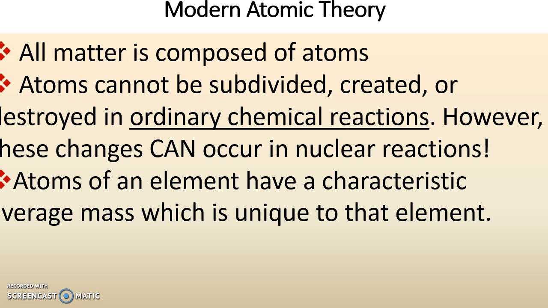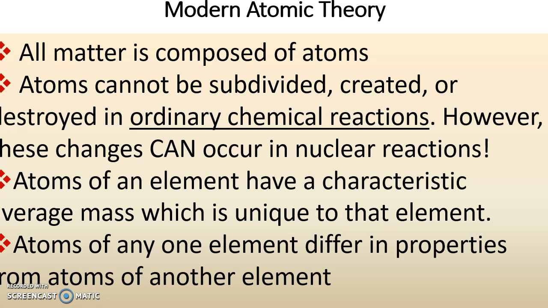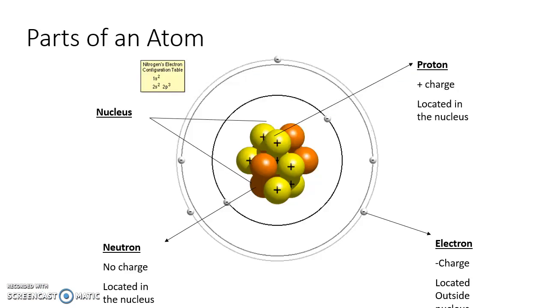Atoms of an element have a characteristic average mass, and that is unique to that element. So each element has its own unique average mass, and that's one way that we can tell unknown samples, by looking at that mass. And lastly, atoms of any one element are going to differ in properties from atoms of another element. Often our elements are grouped by these properties, but they are going to be unique, and any atom of the same element will share those properties.